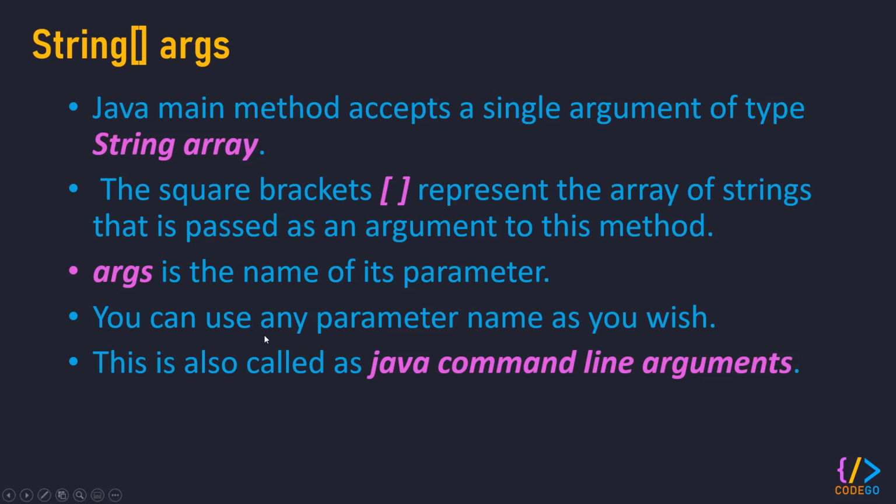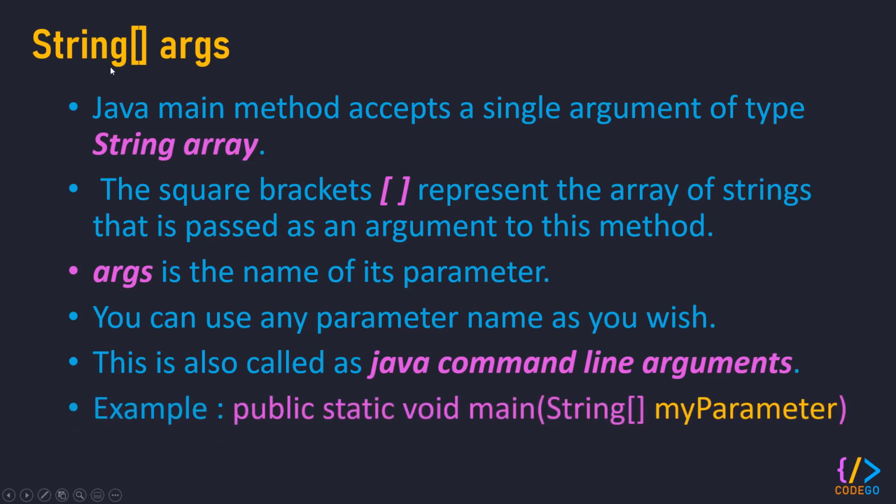So ano pong ibig sabihin? So in string args po natin, ang pwede lang po nating palitan is yung arguments po natin. Okay? So, hindi po natin pwede palitan yung string. So, yung string natin is, again, a type that specifies what type of data na pwede po nating i-hold sa ating main method. Okay? So, hindi po natin siya pwede palitan. Example, public static void main string my parameter. So, in this example, the only thing na pinalitan natin is yung arguments natin, my parameter.